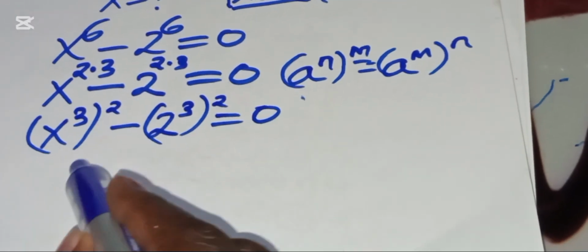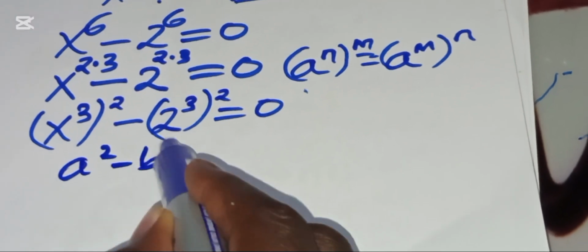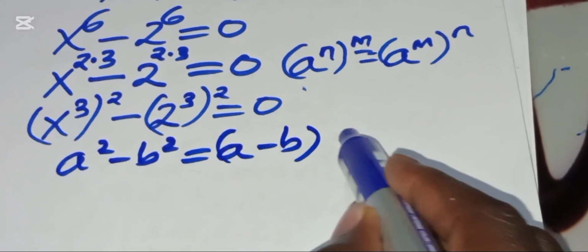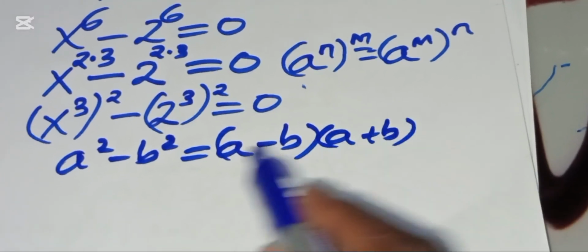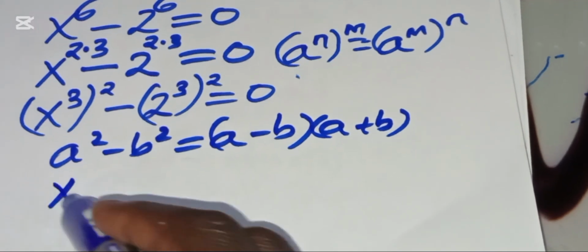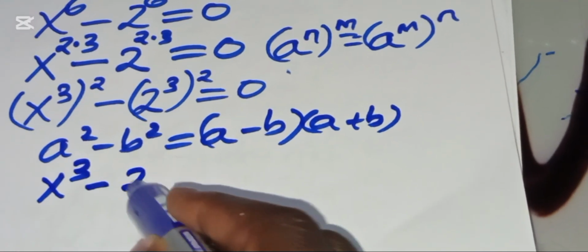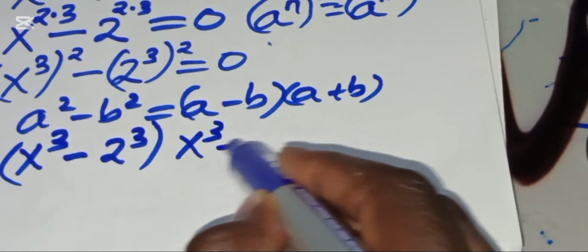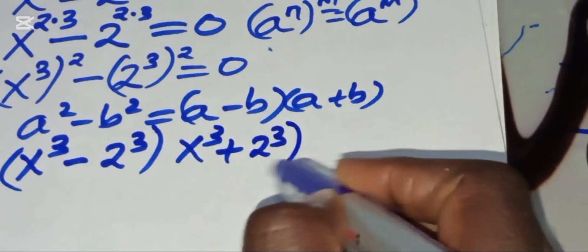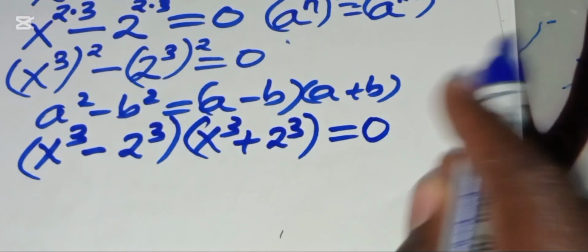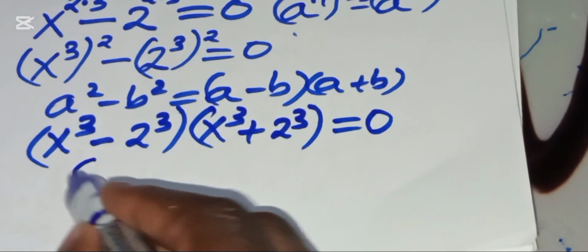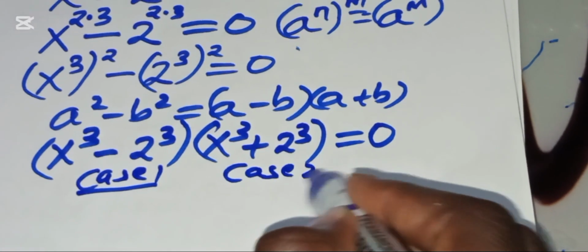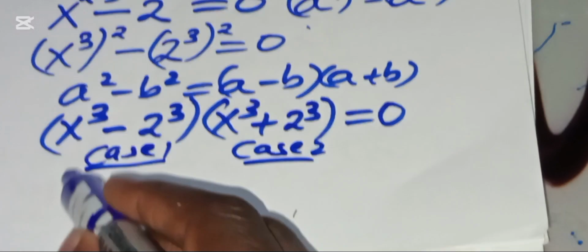Okay. Now, as you can see here, x cubed raised to power 2 minus 2 cubed raised to power 2 is in the form of a squared minus b squared, which we can express as a minus b, a plus b. So we have x cubed subtract 2 cubed, and x cubed plus 2 cubed, the second set, equal to 0. We can call this part case 1, and this part case 2, okay.